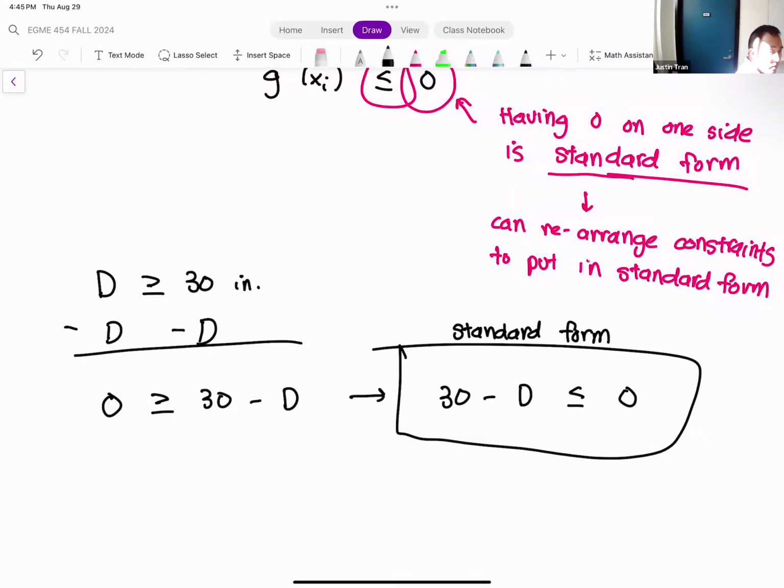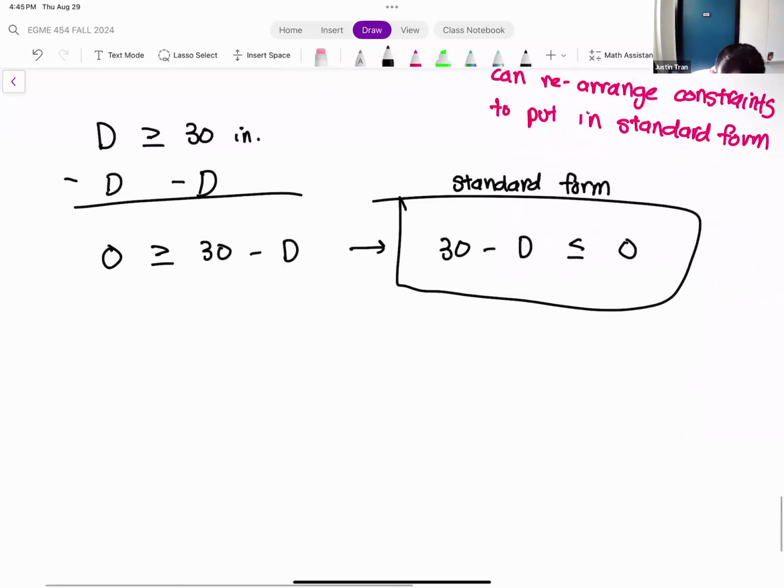Questions for me? Multiple numbers instead of just one? Great question. Oftentimes you want to specify a minimum and a max, but you actually need to set those as separate constraints. So let's say we have an upper bound too, right? Let's say that d has to be greater than or equal to 30 inches. But let's say we have another constraint that d has to be less than or equal to 50 inches. So that's how you specify an upper bound.